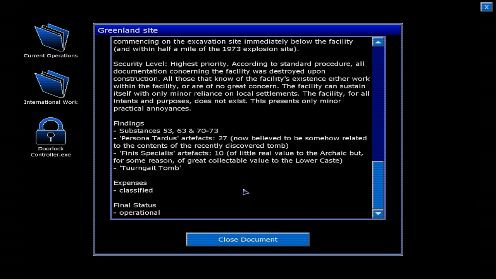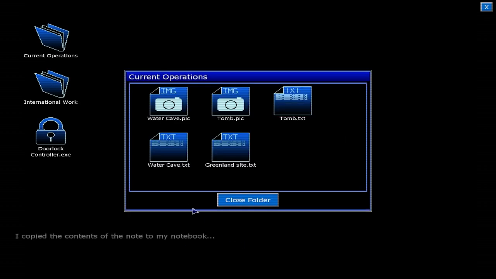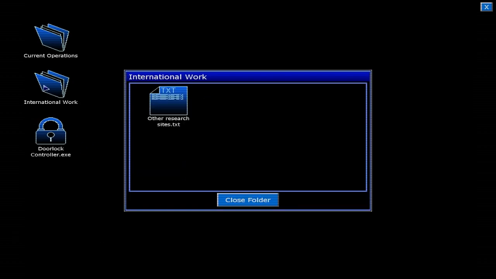A couple of different substances. Persona TARDIS, Artifact 27, now believed to be somehow related to the contents of the recently discovered tomb. Finis Specialis, Artifact 10, of little real value to the Archaic, but for some reason of great collectible value to the lower caste. Turngat Tomb. Expenses classified. Final status, operational.